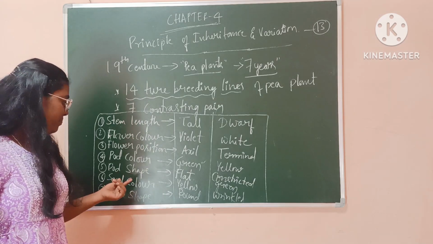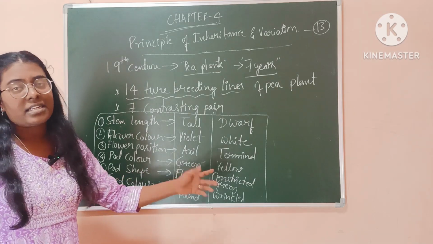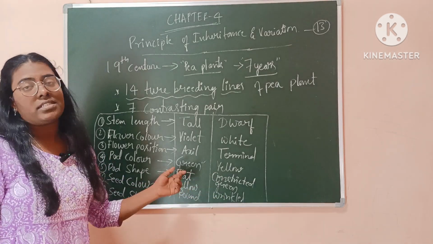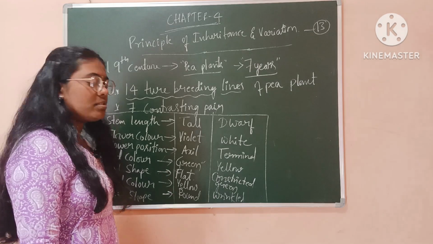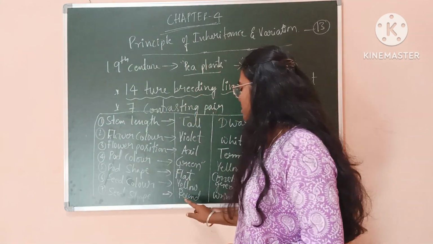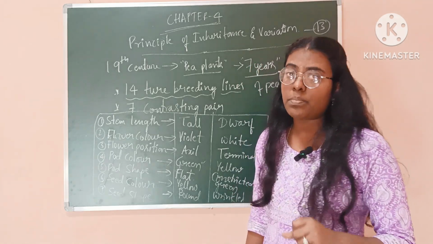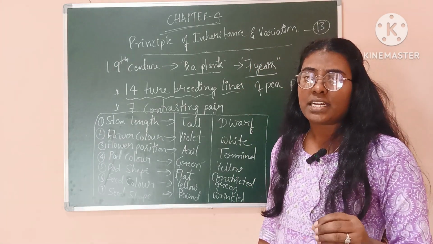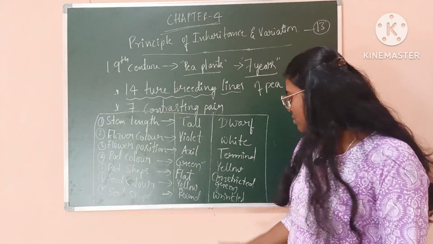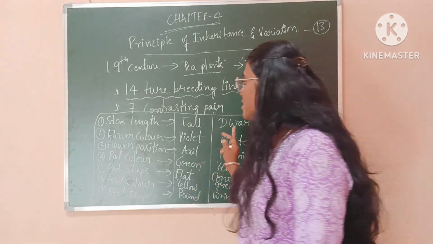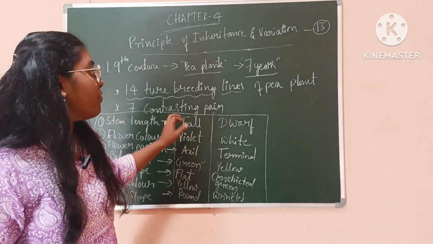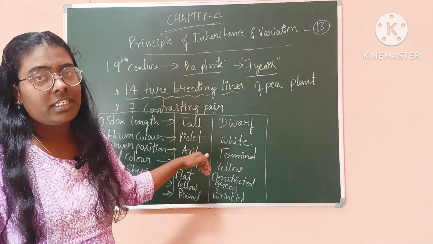Coming to pod shape, that is flat and constricted. Seed color has two colors, yellow and green. Yellow is the dominant character, green is the recessive character. And seed shape: round and wrinkled. Round means the seed has a good circular shape, but in wrinkled the seed has many wrinkles. These are the 7 contrasting characters selected by Mendel for his studies, and he studied for 7 years, 7 years, 7 contrasting characters.